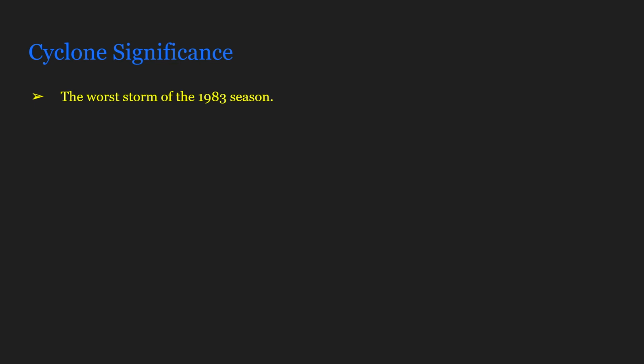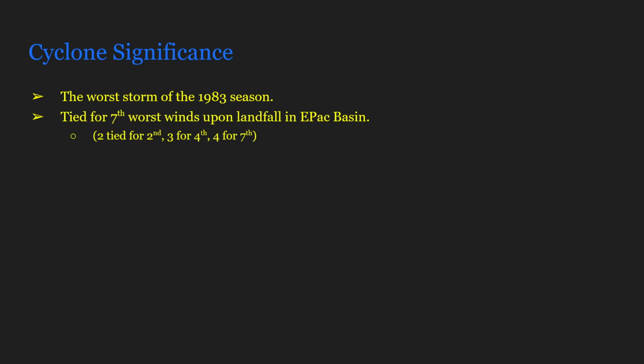Surprisingly, that would actually go to Octave, which I have made a video on. Tico is tied for 7th with the worst winds upon landfall in the East Pacific Basin. You may be saying, what do you mean it's tied for 7th? There's one first place, that is Patricia of 2015. There are 2 storms tied for second, so we're at a second and third now. There are 3 storms tied for 4th, so we're at a 4th, 5th, and 6th now. And then 4 other storms tied for 7th, so there's a 7th, 8th, 9th, and 10th.